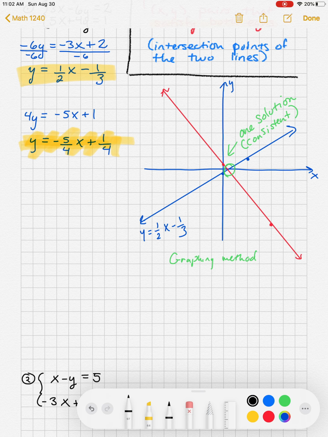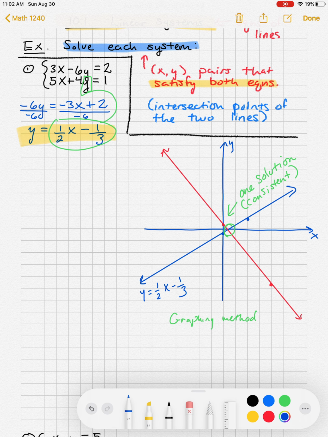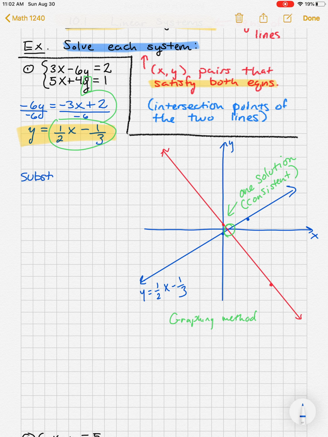So what's another idea? I can at least tell that I'm going to have a solution. So another thought is I could do a substitution. What if I just solve the first equation for, say, y here? What if I take that and substitute that into the second equation? So now I'm doing a substitution. Let's see how that works out. Then I would have 5x plus 4, then I replace the y with the half x minus a third. And that's equal to 1.